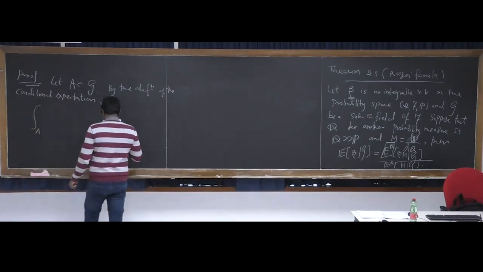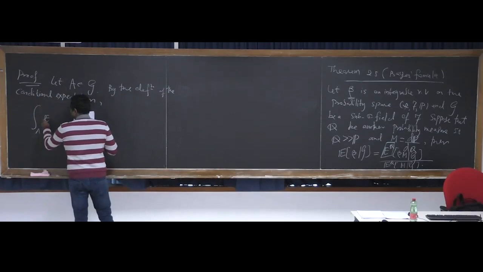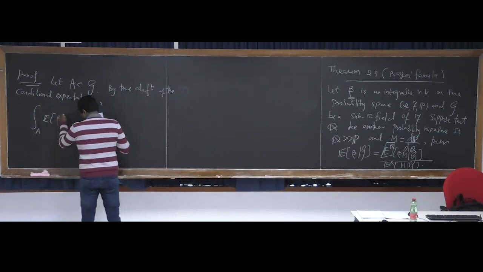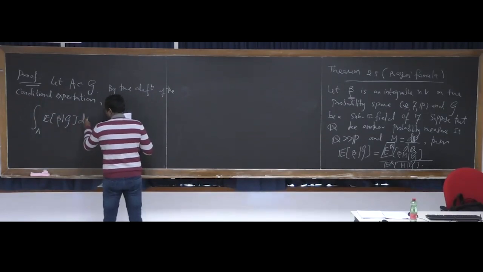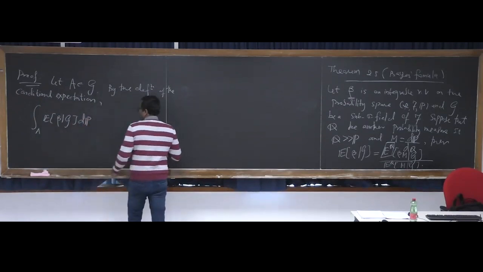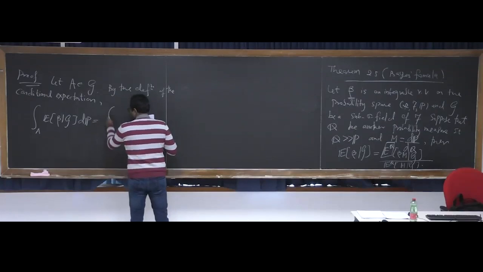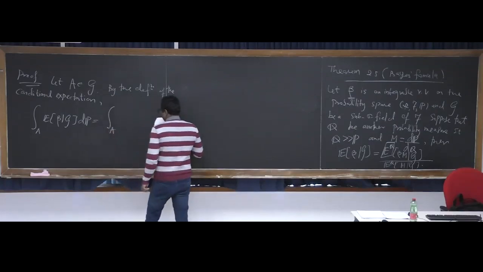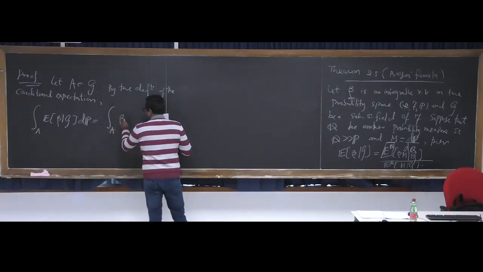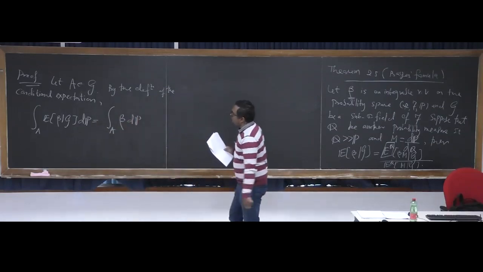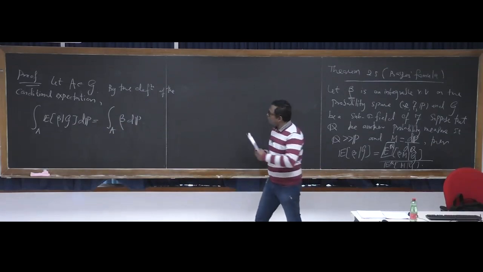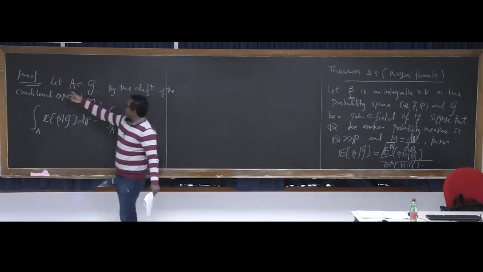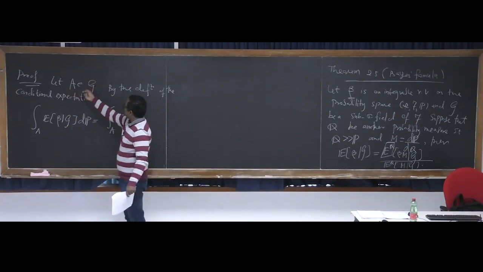integral over A of the conditional expectation of beta given G with respect to the original probability measure P is nothing but the integral over A of the random variable beta. So this is the definition of the conditional expectation. This holds for any A belonging to this sub sigma field G.